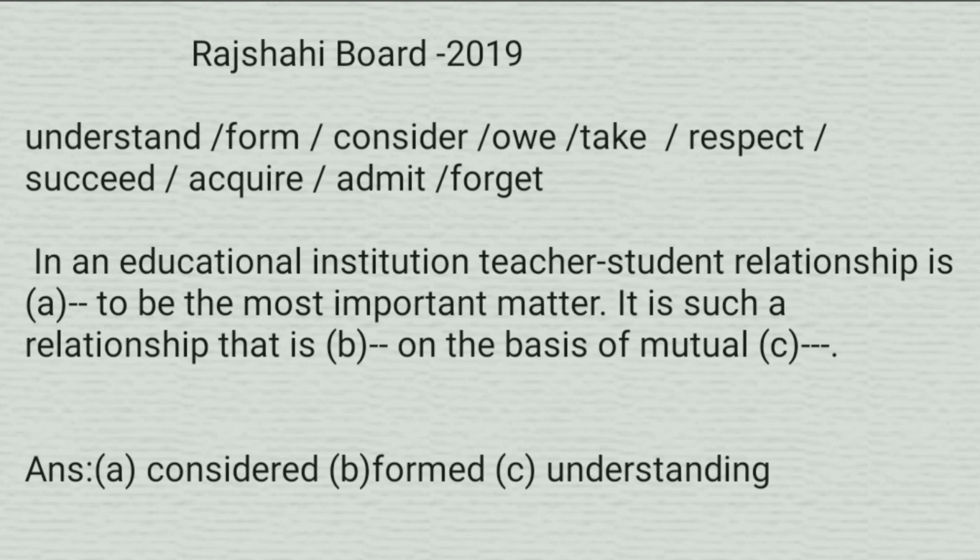Then, it is such a relationship that is dash on the basis of mutual dash. Here, the suitable verb is form, and as it is written in passive voice, so the answer will be formed, and the answer of C will be understanding. Here we can see the preposition of, and we know that after preposition we have to add ing with the base form of verb. So the answer will be understanding.